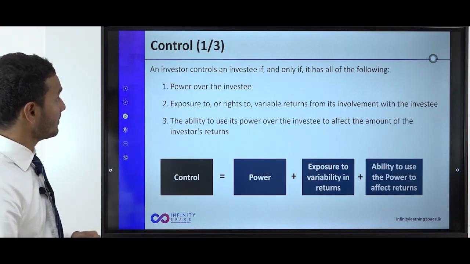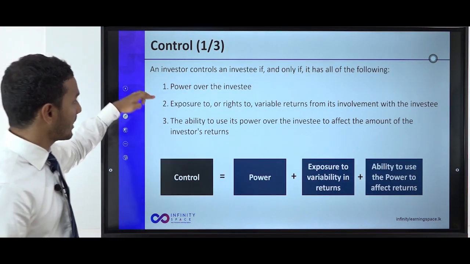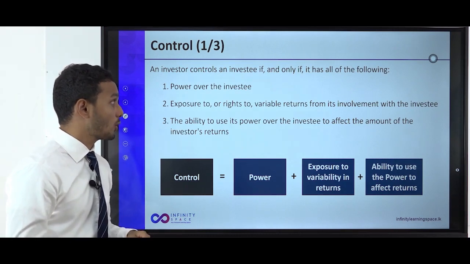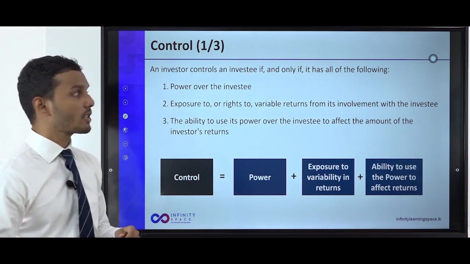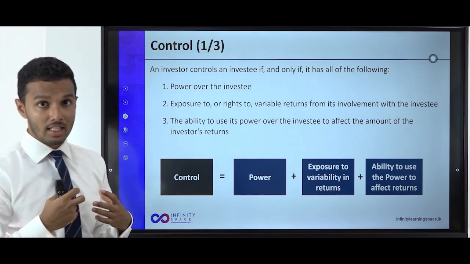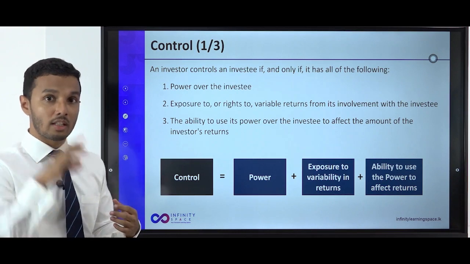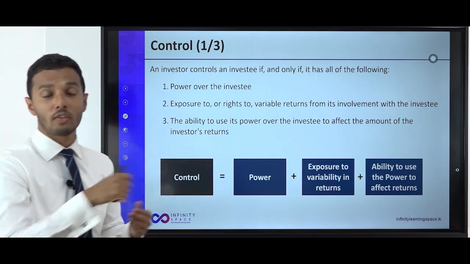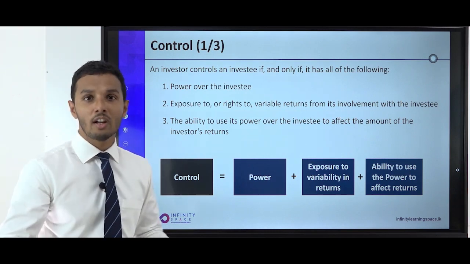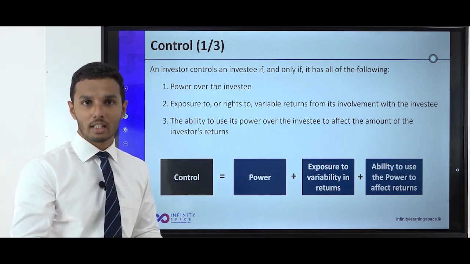Right. Then let's look at condition 2. It says exposure to, or rights to, variable returns from the involvement with the investee. So the investor's return from the investee. Now the investor has invested in the shares of the investee and he should get something in return, right? He doesn't invest for the fun of it, no. He is going to get something in return.